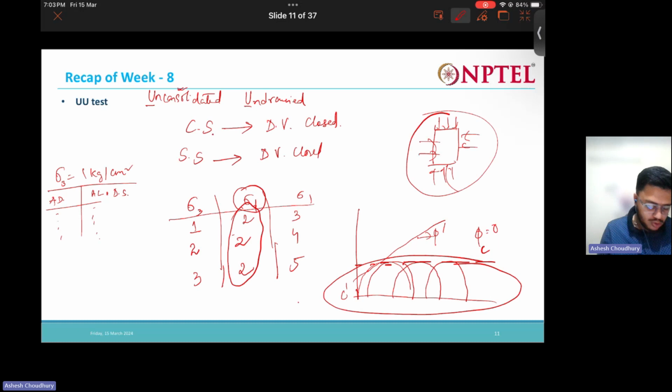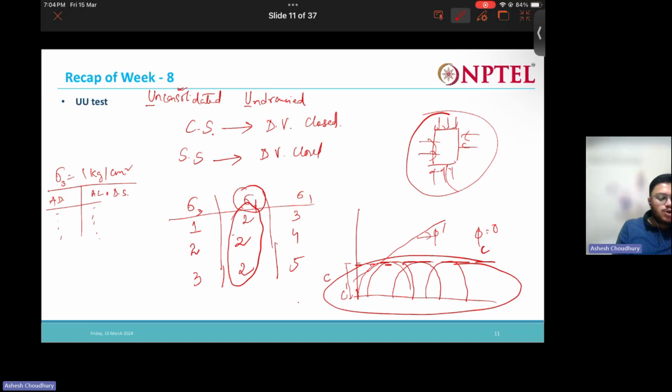Now from this UU test, if you see here, you are getting a straight failure envelope like this, right? You are getting a straight failure envelope. That means this is the C value, the cohesion, and phi is 0, right?